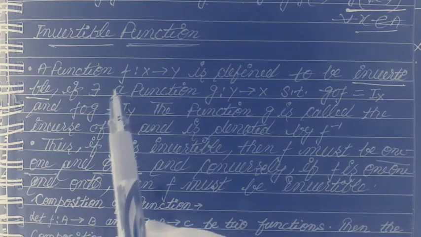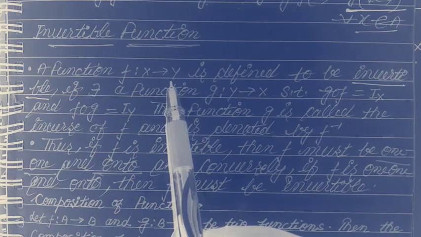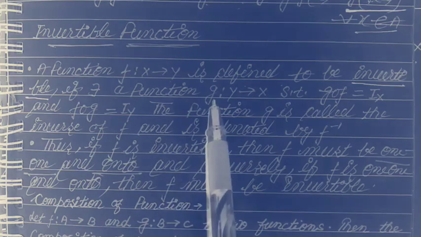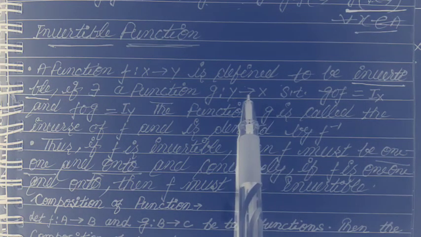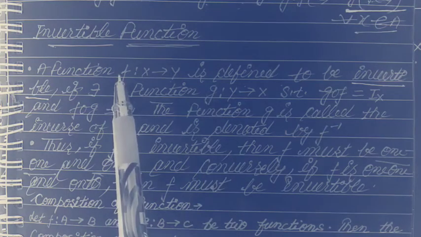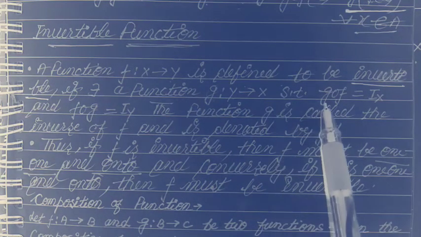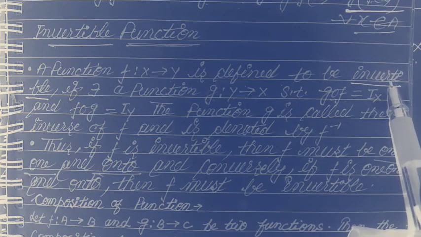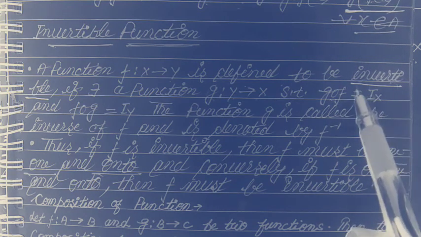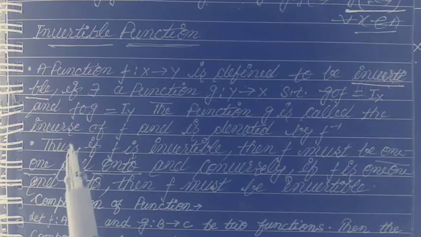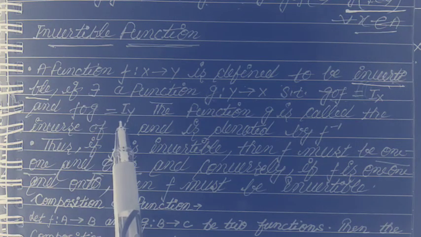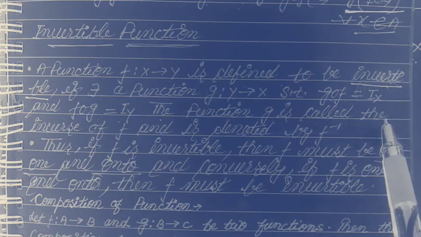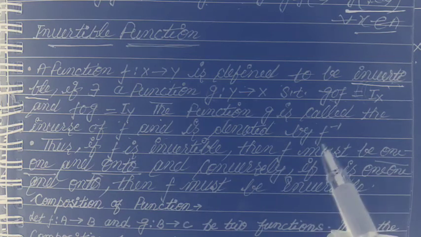A function f such that X tends to Y is defined to be invertible if there exists a function g such that Y tends to X. It is also the reverse of this function. We can say such that g of f equals I_X, it means identity in X, and we can say f of g equals I_Y, identity in Y. Then the function g is called the inverse of f and is denoted by f inverse, isn't it?